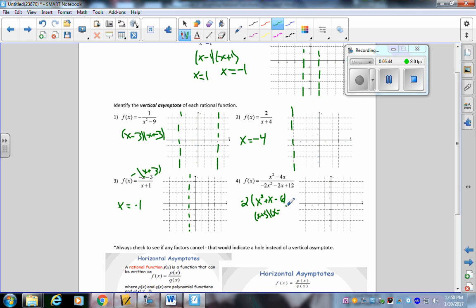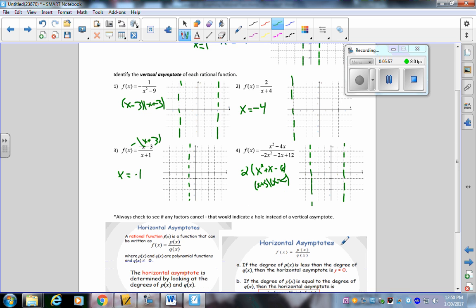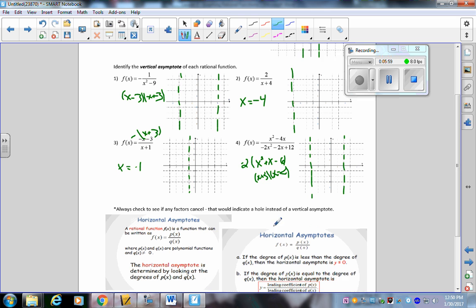Okay, so that means that the asymptote is at x equals -3, and at x equals +2, because we set those equal to 0. Okay, so those are our vertical asymptotes.